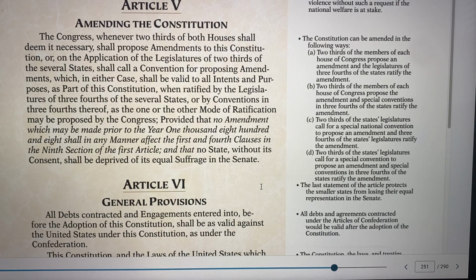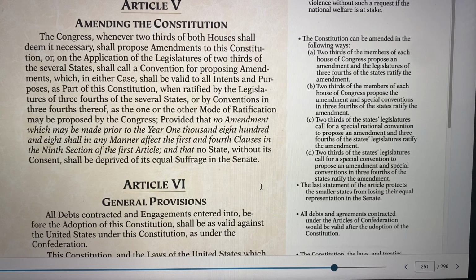2/3 of the state legislatures call for a special national convention to propose the amendment, and 3/4 of the states have to ratify that. So these are the things. First of all, proposing the amendment takes 2/3, and ratifying takes 3/4, whether through the legislatures or special conventions. But they have to go through that whole process.